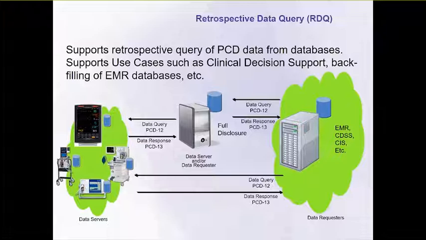So for scenarios where data callback is needed, PCD provides the Retrospective Data Query, or RDQ profile, which allows for data that was stored in a central server to be called back using specific times or patient parameters or other searchable items within the record. As you can see here, we have a PCD12 and a PCD13 for request and response of these message types within the transactions.